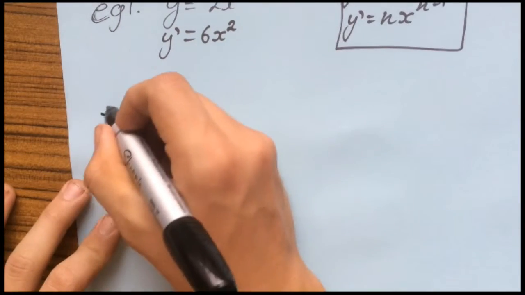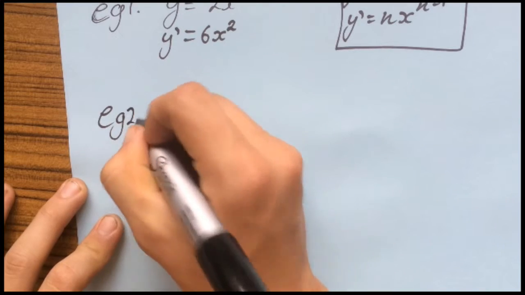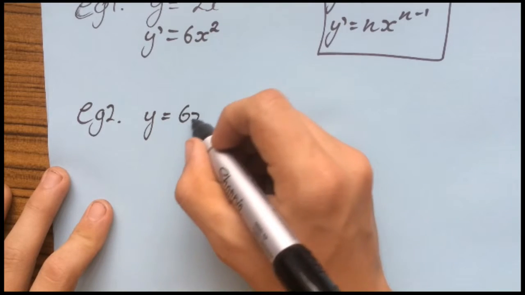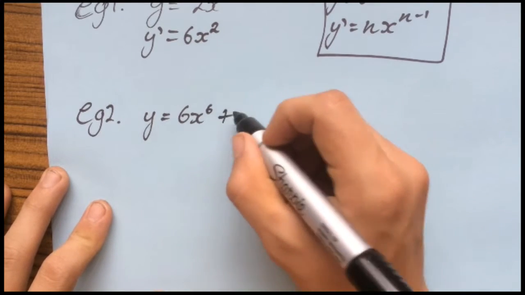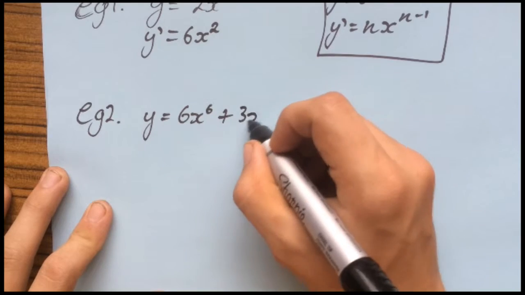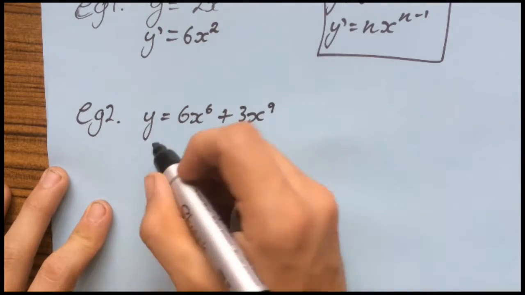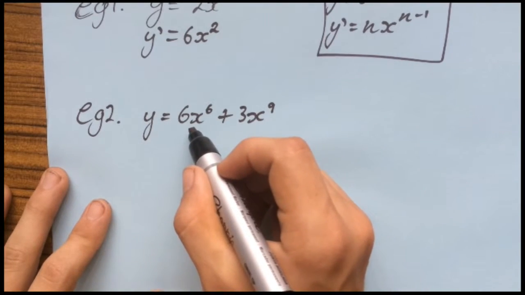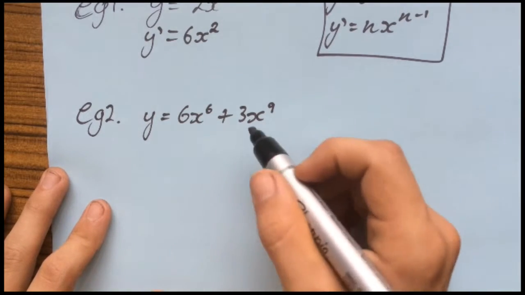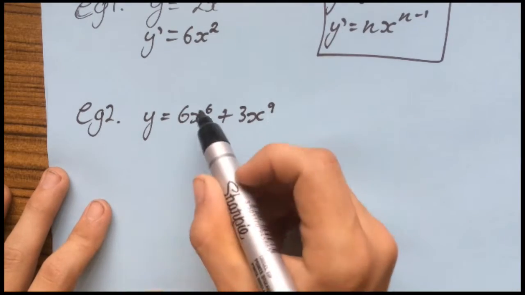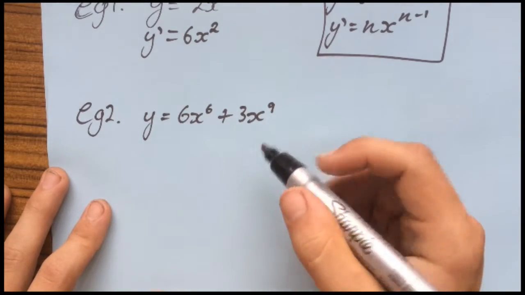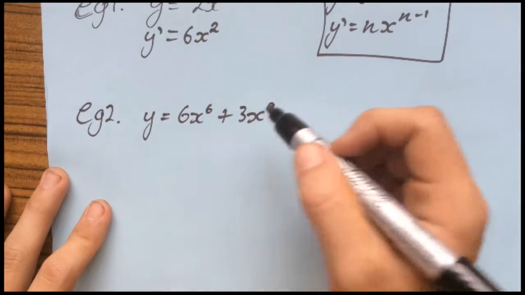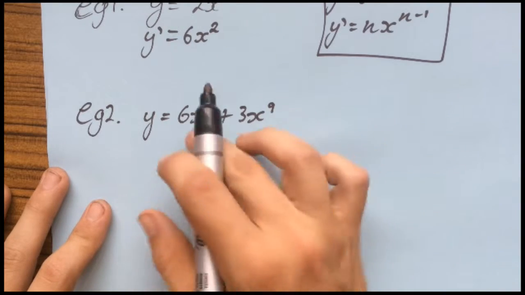Okay, so example 2. y equals 6x to the power of 6 plus 3x to the power of 9. Okay, so this process doesn't make any difference because if you were to multiply the two variables, you would use something called the product rule, but I'll explain that in a further video. Because it's just the plus between the variables, you use the power rule. You treat it as separate issues.